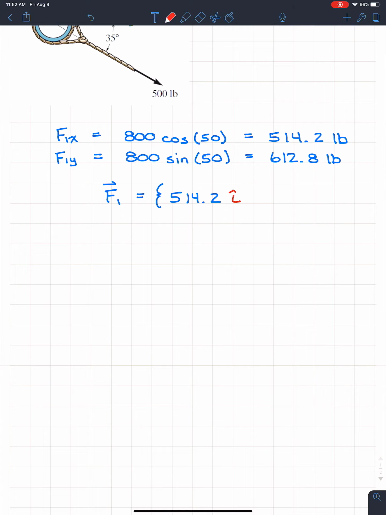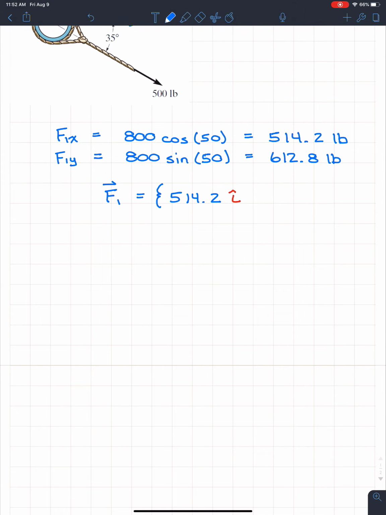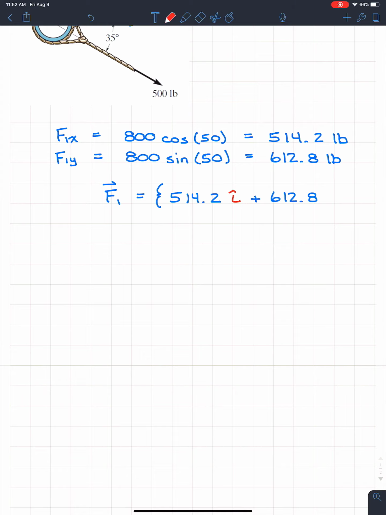And when people talk about these, they say "i hat." So that's kind of a good way to remember it. So that's the first part of the vector. Now, keep in mind there's also a vertical direction, so we're going to go plus 612.8. And now the vertical direction has a fancy letter with it, just like the horizontal direction.